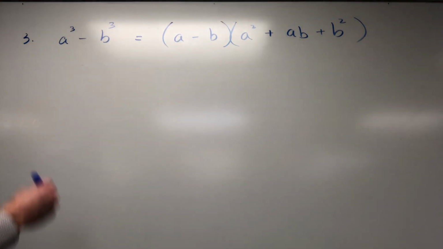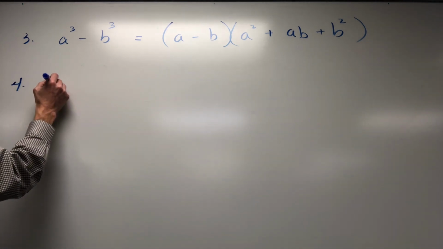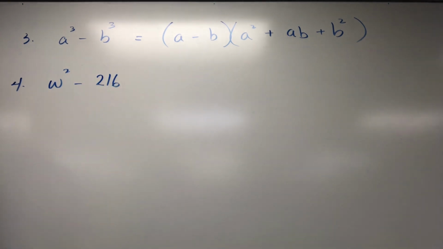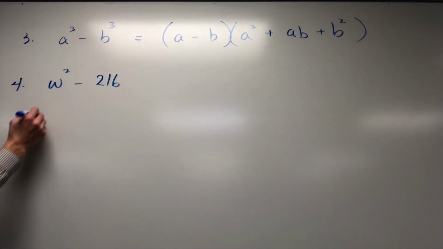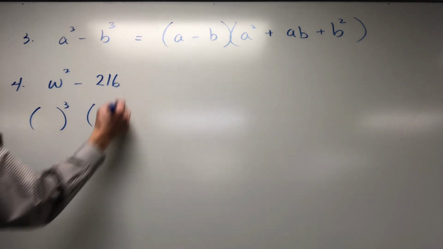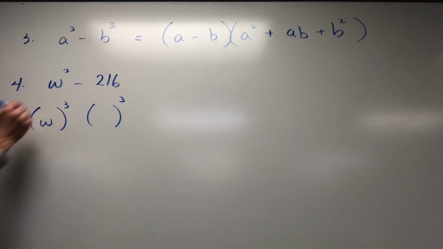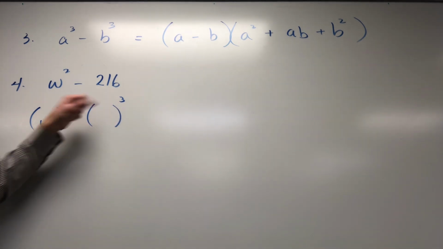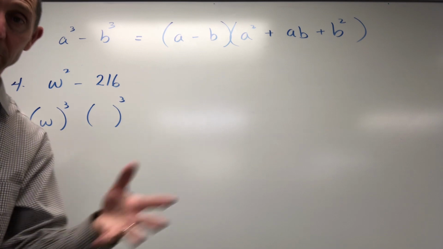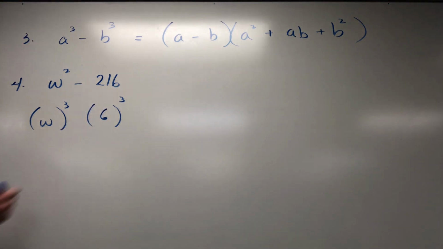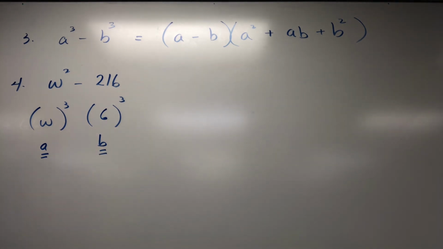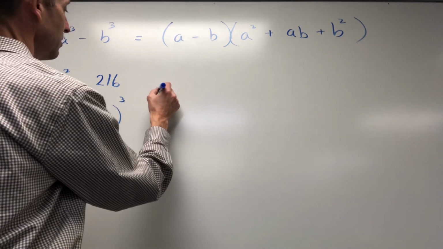All right, let's do one real quick. Number 4. How about we do w squared minus, let's do another third power, maybe you don't recognize, 216. All right, let's build our cubes. Of course, this is going to be w, no stress there. What number to the third power gives me 216? What's the cube root of 216? You're like, oh, I got this. It's 6. So here's our a, there's our b.